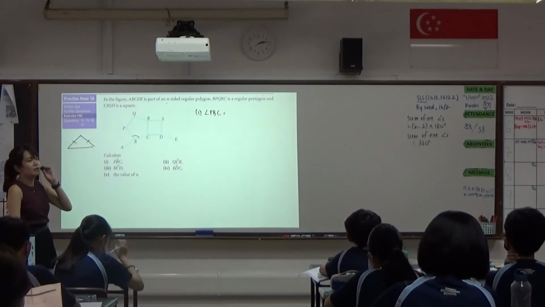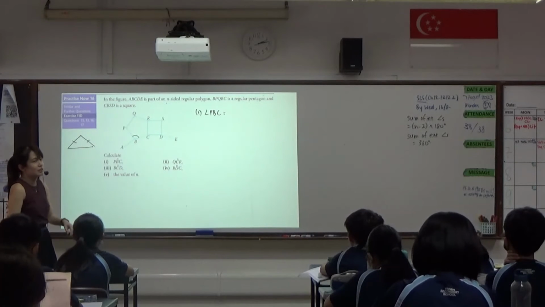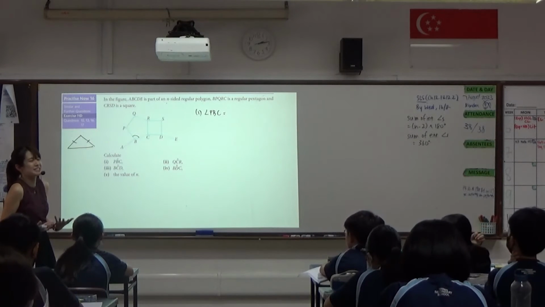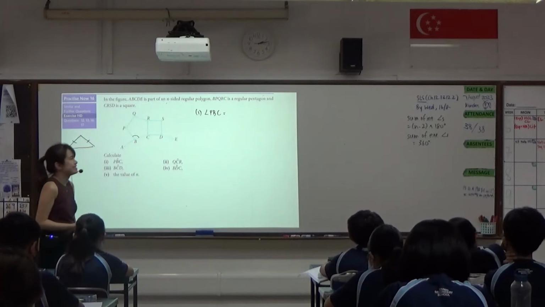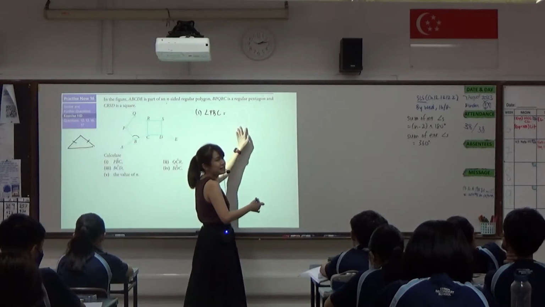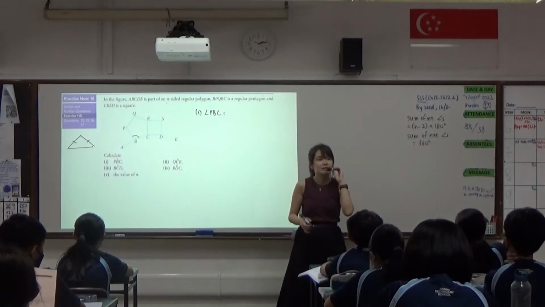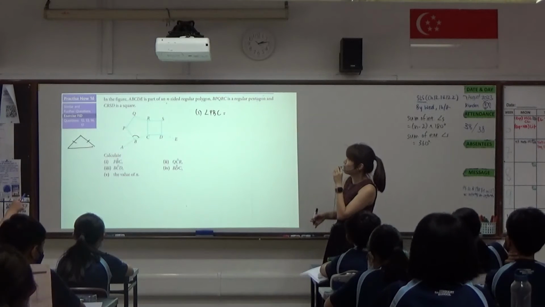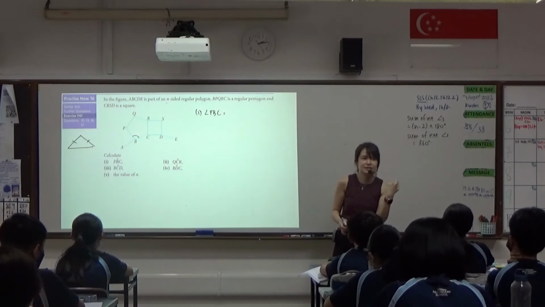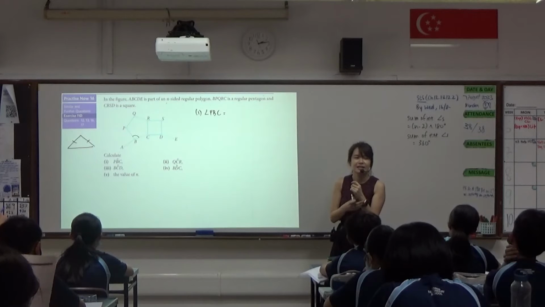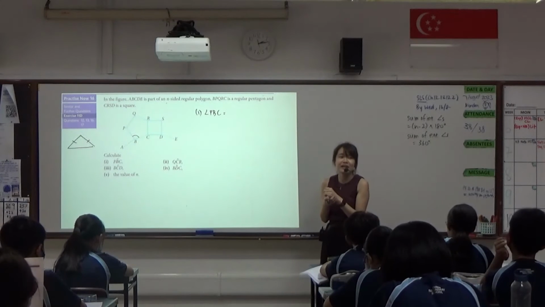Can you tell me what calculations you are making? I don't need the answer, but can you tell me what steps you take? What are the steps? What do you get, 510? Okay, angle PBC 510. So how do you get 510?